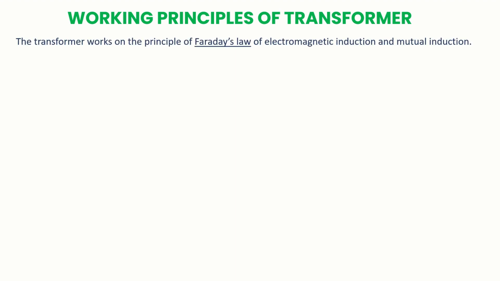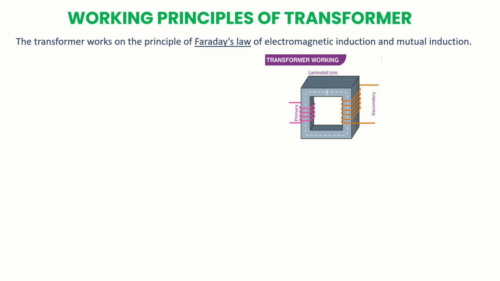Working principle of transformer. As we saw in the earlier slide, it is working on electromagnetic induction and mutual induction. The transformer works on the principle of Faraday's laws. Basically, transformer has one core, primary windings and secondary windings. And this is some representation of how flux generates when a current is flowing in a conductor.